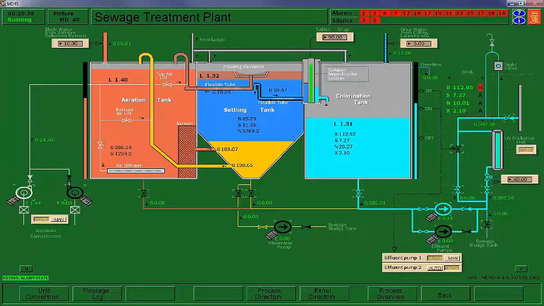All right. And then what happens is you can see this is where it starts the pump. This is where it shuts the pump off. And if it gets up to a high level, it will open the bypass if needed to bring the level down. So the sewage treatment is now up and operational.